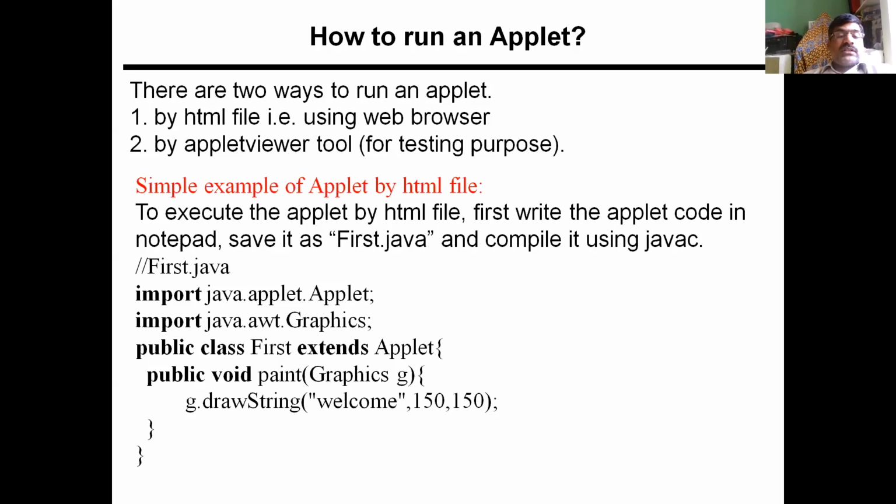Now within the paint method, because I want to display a string, I am using a Graphics class object. So g dot, within this Graphics class, you have a drawString method to draw the string within the applet window. There are different methods to draw a line, an arc, a rectangle, a circle, etc. These methods are available in the Graphics class. You can call those methods to draw the different shapes. I will demonstrate those in the next video.